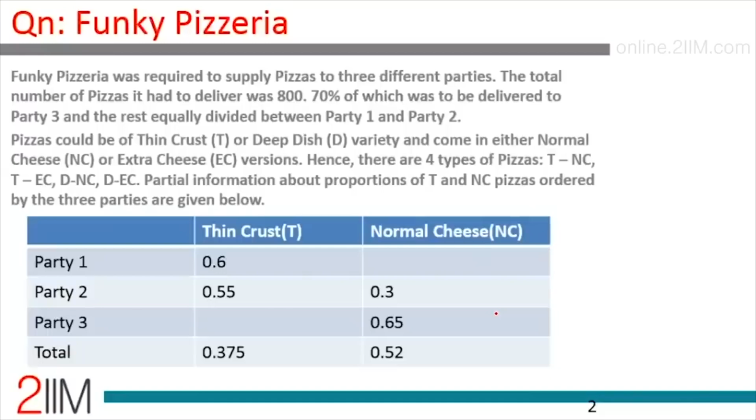Remember, there are 2 different classifications. And so thin crust and deep dish is one classification. Normal cheese and extra cheese is another classification. What you've been given as thin crust, the remaining will be deep dish. The most important of these numbers for me is 0.375. And 0.375 into 800 is vague. It's tough to calculate. 0.375 as a fraction.